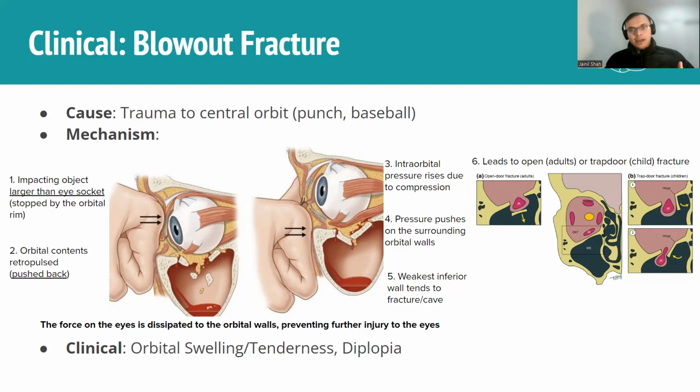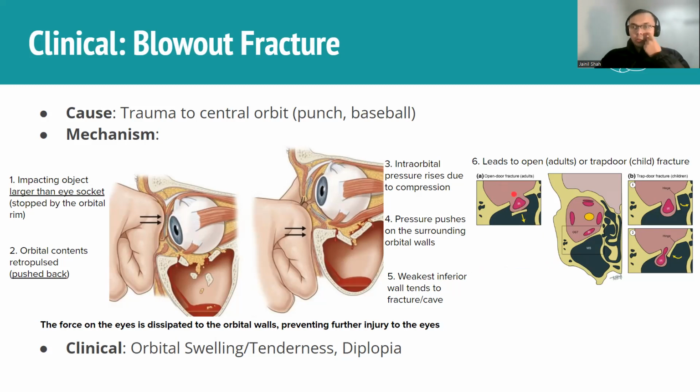Now, if you have pressure rising, it's going to put more of a force on the things surrounding it. And because of the way that the orbit is structured and the orbital walls are structured, the weakest wall in this case is actually the inferior wall. And so it will actually tend to fracture and cave. So the inferior wall breaks, and that causes the structure or the inferior rectus muscle to go downwards. And sometimes it might just go downwards and then eventually it'll heal and go back to where it was.